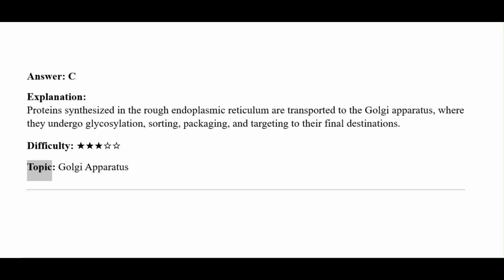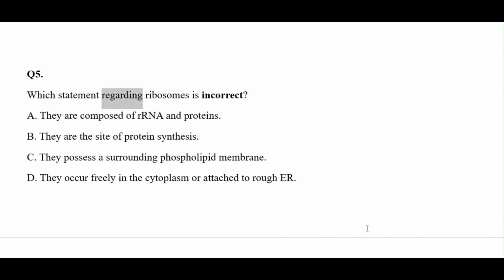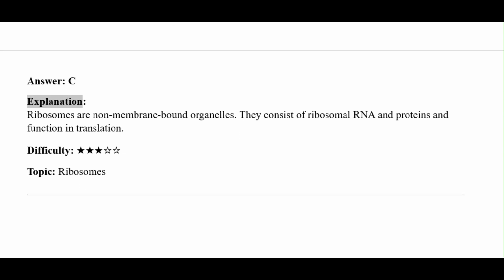Difficulty. Topic: Golgi apparatus. Q5. Which statement regarding ribosomes is incorrect? A. They are composed of rRNA and proteins. B. They are the site of protein synthesis. C. They possess a surrounding phospholipid membrane. D. They occur freely in the cytoplasm or attached to rough ER. Answer: C. Explanation: ribosomes are non-membrane-bound organelles. They consist of ribosomal RNA and proteins and function in translation.